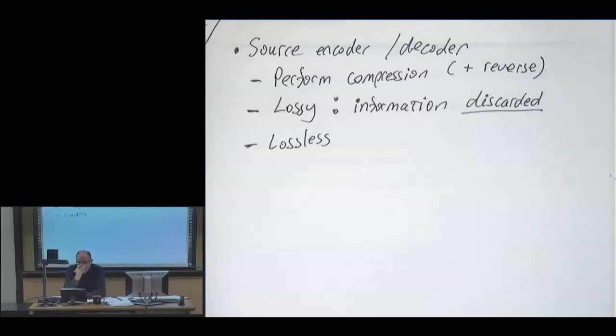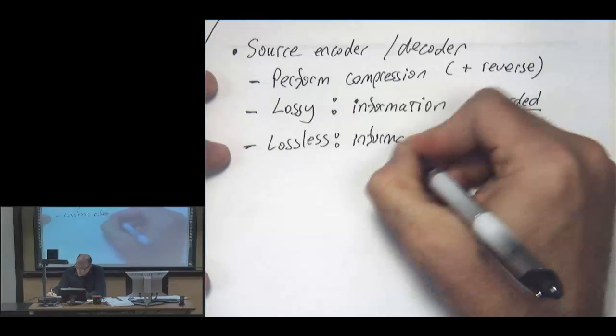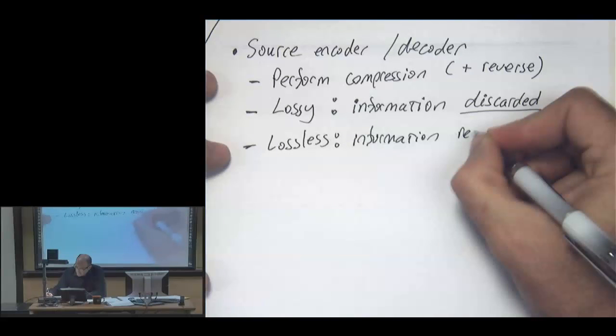Now, suppose that you were uploading or downloading an update for your operating system. Well, you don't want that to be lossily compressed because you just lose information. So that's where lossless compression comes in. So this is where information is retained, but it still gets smaller.